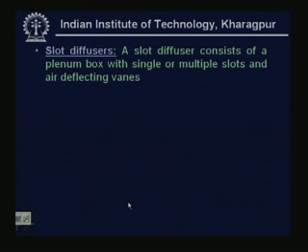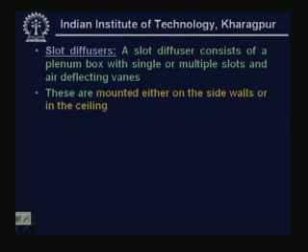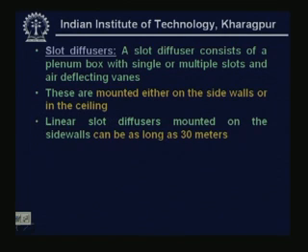Next very commonly used air distribution device is what is known as a slot diffuser. A slot diffuser consists of a plenum box with a single or multiple slots and air deflecting vanes. The slot diffusers are mounted either on the side walls or on the ceiling. So, you can mount them on the walls or in the ceiling, and linear slot diffusers mounted on the side walls can be as long as 30 meters.